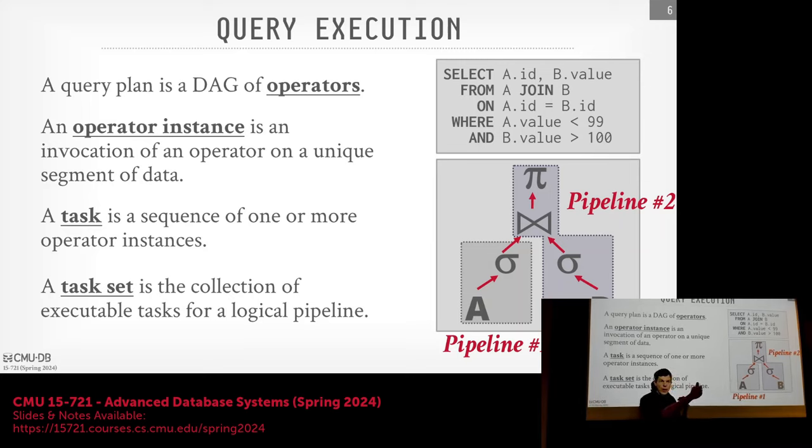Yes? In that previous slide, wouldn't you want to build a hash table on the table that has the filter? Yeah. His question is, shouldn't you want to build a hash table on the one that has the filter? You don't know, right? First of all, this is just a logical diagram. It's a PowerPoint slide. I don't have stats here. But what if this thing is like one tuple? So anyway.